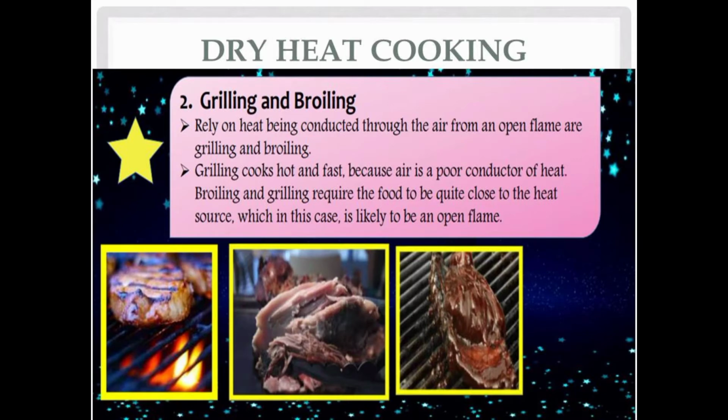The next one is grilling and broiling. Grilling and broiling rely on heat being conducted through the air from an open flame. Grilling cooks hot and fast because air is a poor conductor of heat. Broiling and grilling require the food to be quite close to the heat source, which in this case is likely to be an open flame. So examples of dishes that use grilling and broiling are barbecue and pork chops.